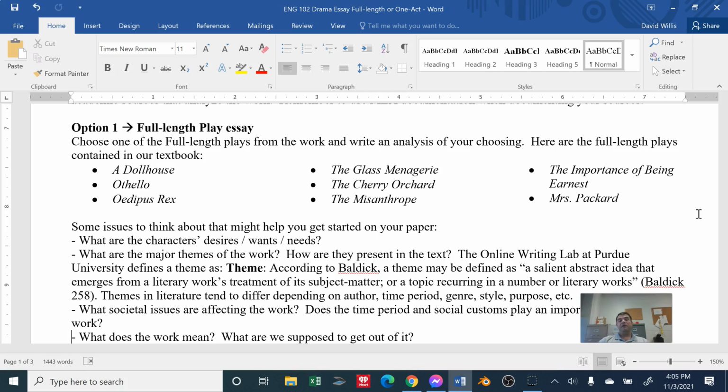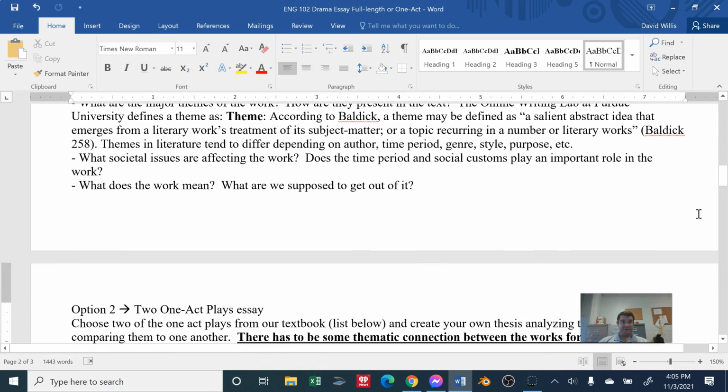So if you are still wondering how to get started, some things you might want to think about. What are the characters' desires, or what are their wants? What are their needs? What is a major theme of the work? I have a definition of theme here, but it's an abstract idea that emerges from a text. Are there societal issues that are affecting the work? As we read Ibsen, those are going to be prominent. There's racial issues in Othello, and in other plays as well.